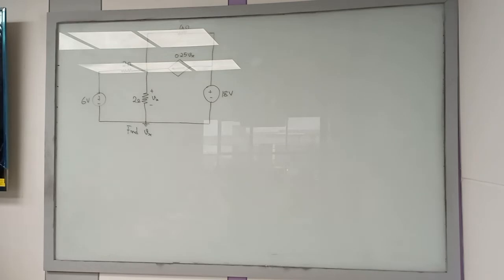So you need to solve this problem. You need to find Vx voltage. You need to find the voltage Vx across 2 ohm resistor, and you need to apply source transformation. So এখন এটা কিভাবে করবা?